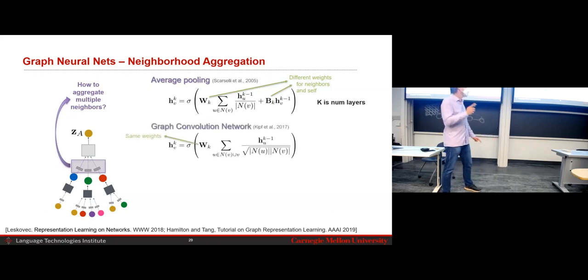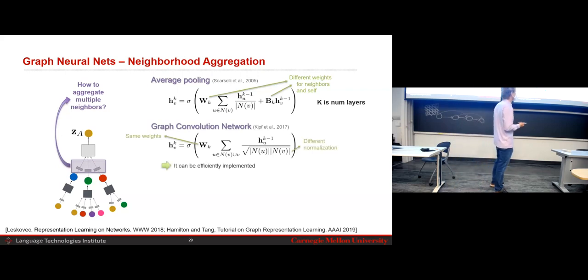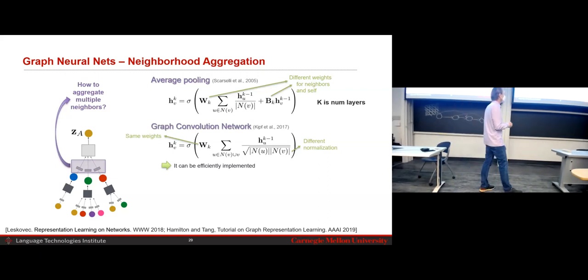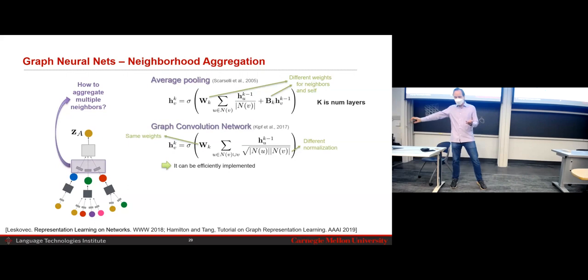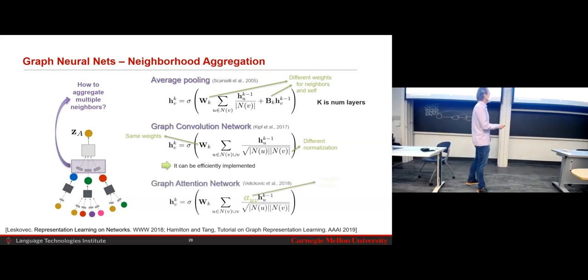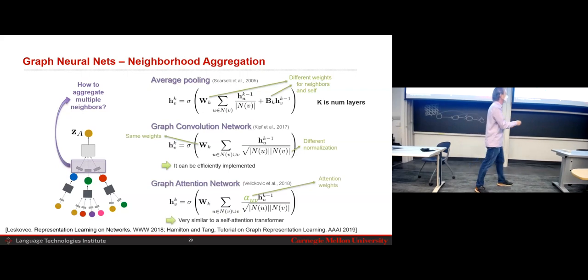Now, there is a convolution version, where in fact everybody is treated the same, with the same weights, and that can be done efficiently. It's almost a convolution over all my neighbors in a sense. And the closest to the transformer is the graph attention network. A graph attention network that is fully connected is exactly a transformer.